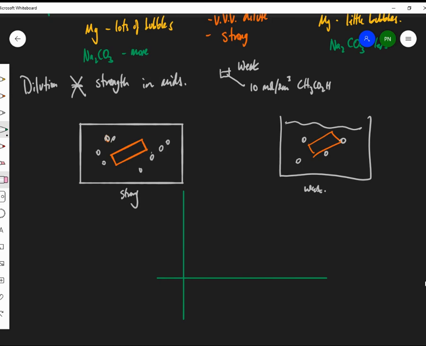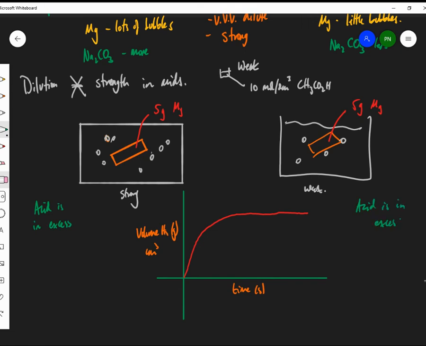I'm going to get rid of that thing. On the bottom here is time in seconds, and on the top is volume of hydrogen gas in centimeters cubed. As you all know, if I do this, I'm going to get the strong ones. The reaction is going to be fast at the start, it's going to slow down, and it's going to come off like that. This is for, let's say, 5 grams of magnesium, and this is also 5 grams of magnesium. In both cases, the acid is in excess. This is the one I've drawn at the moment. This is the strong acid.